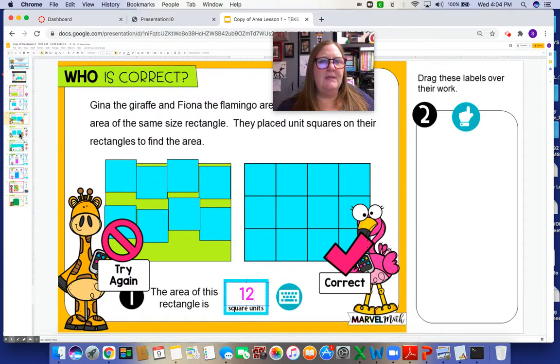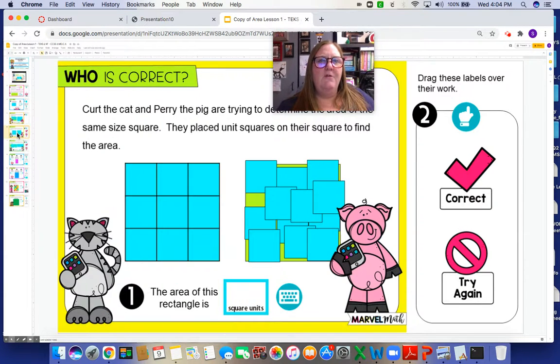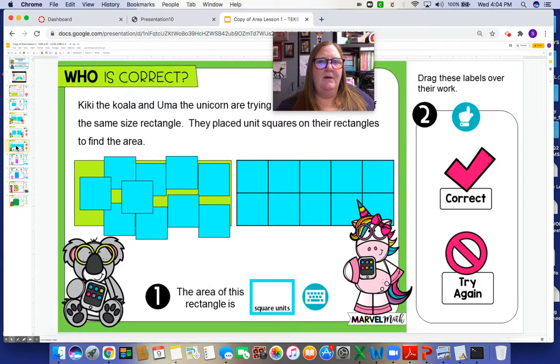On your slides today, you're going to do the same thing for Kurt the cat and Perry the pig, and tell me who is correct and who needs to try again by dragging the labels over and then telling me the area of this rectangle. You're also going to do the same thing for Kiki and Uma, and decide who is correct, who needs to try again, and what the square unit area is.